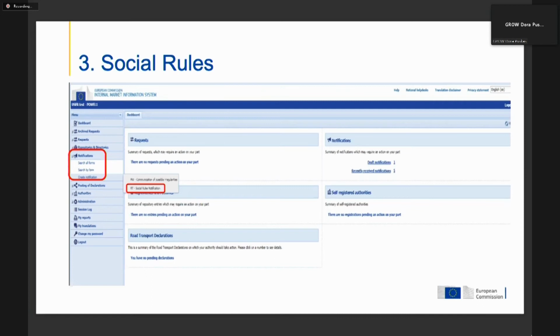en ce qui concerne le deuxième élément de travail de ce module, c'est-à-dire la notification. Alors, qu'est-ce que ça permet? Eh bien, la réglementation prévoit que l'État membre notifie aux autres États membres les règles sociales sur le transport routier dans l'État membre en question au moins une fois tous les 6 mois. Donc, ce flux a été prévu pour ce motif et les autorités doivent utiliser la fonction de notification de l'IMI dans le menu à gauche. Et il faut donc cliquer dessus pour créer une notification.